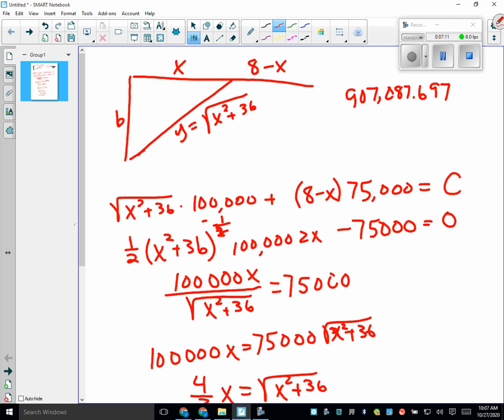That's the first one. Plus, now I need 8 minus x. 8 minus x is like 1.1 something. Use the whole number? Are we supposed to use the whole number? Because I rounded. I didn't round, but I did not get that answer. I keep saying I got 907,114. Okay, you'll be close enough.